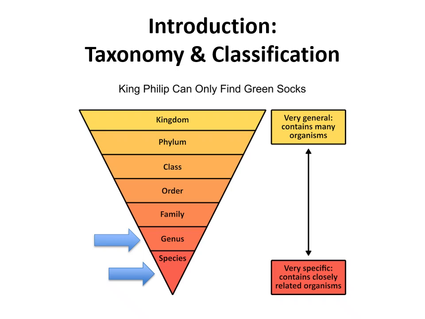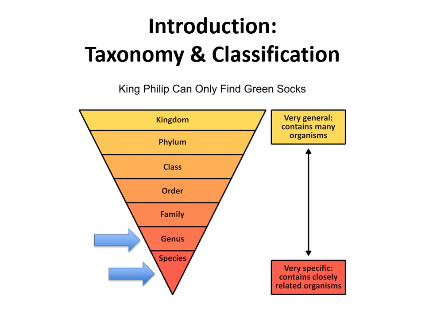To remember all of these levels, you can use the acronym King Philip Can Only Find Green Socks, which would stand for kingdom, phylum, class, order, family, genus, species. In our course, we'll be focusing mostly on genus and species in the coming weeks of our class. We've already talked about the order, which was Primates, and we'll be talking about family as well, Hominidae.